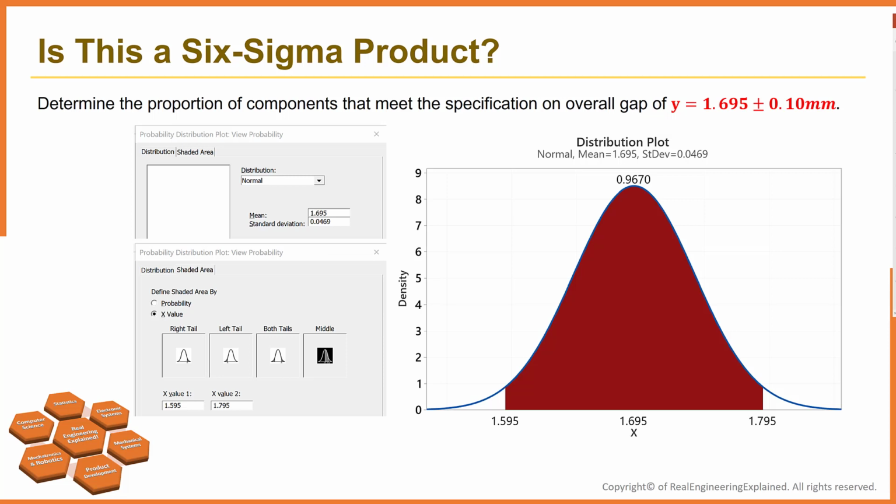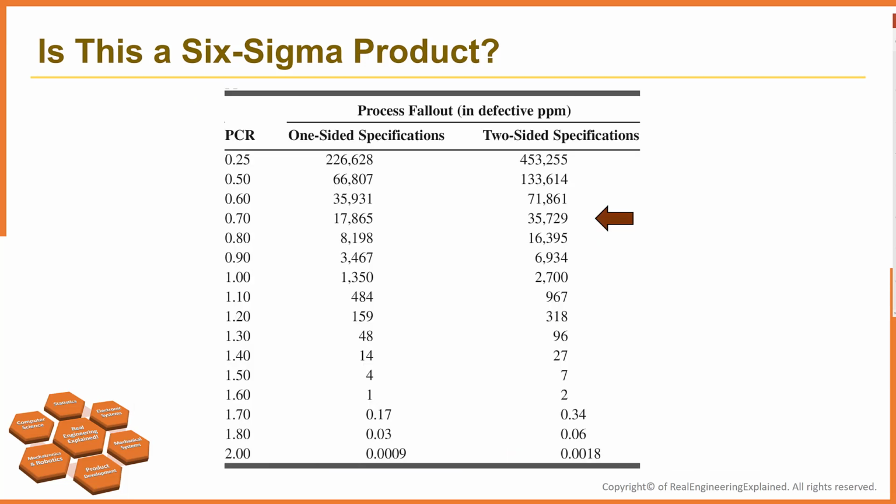So the result shows that 96.7% of assembled components will fall within the specification limit. And in total, it is predicted 33,000 devices will fall out. This is not a Six Sigma product design. From this table, you can see that the process capability ratio for 33,000 is about 0.7.